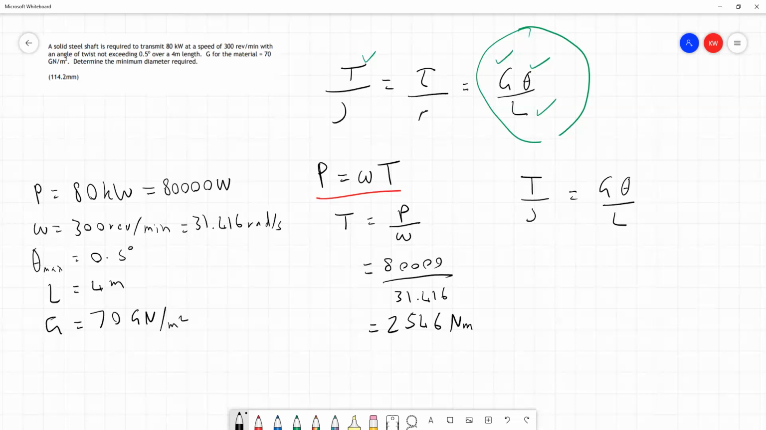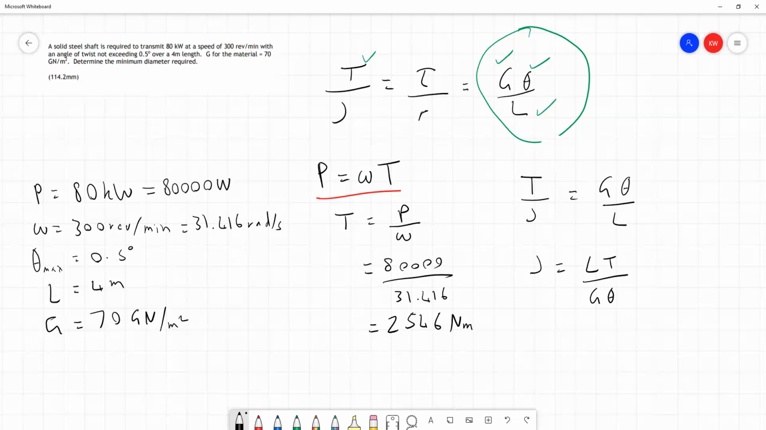We could stick our numbers straight in, or we could do a wee bit of rearranging first of all, because what we're trying to find here is J. We know G, theta, and L. We're given them in the question. And torque we've just worked out. It's J we want. So let's do a wee bit of rearrangement. So to rearrange this, we're going to have J is equal to, and we need to do a bit of multiplying across here, but J is going to be equal to LT over G theta. So effectively we've flipped these across to get J as the subject of the equation here. And now we can put in all of our values.